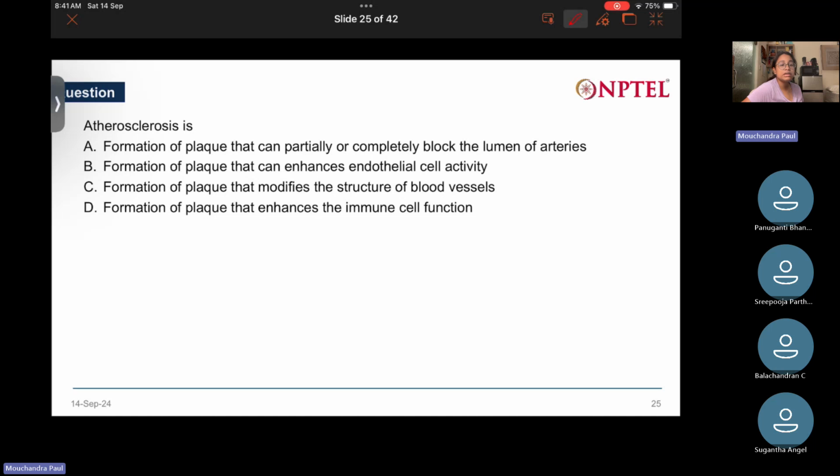So which option correctly defines the condition called arteriosclerosis? A. A, it's actually A.